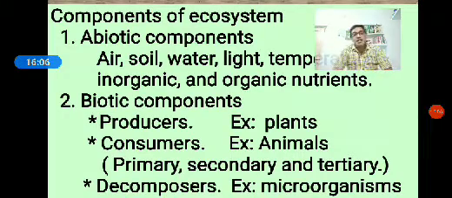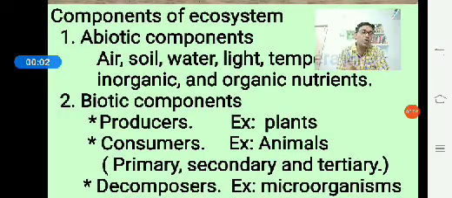Why are plants called producers? Because plants prepare their own food molecule by a process called photosynthesis. They are not dependent on others. They produce the food, so they are called producers. Then animals we call consumers, because animals consume food from others. The animals which consume depend upon others for food, so they are called consumers.